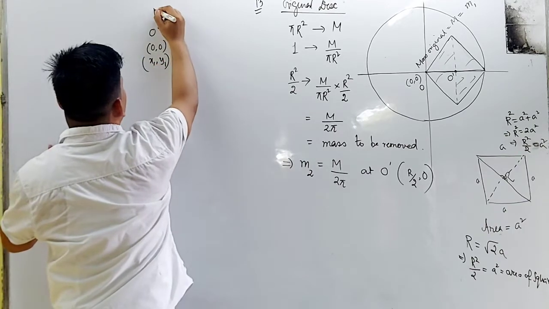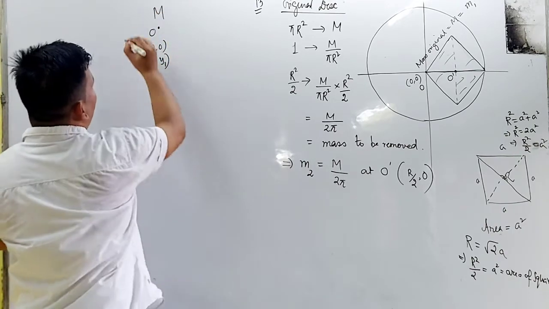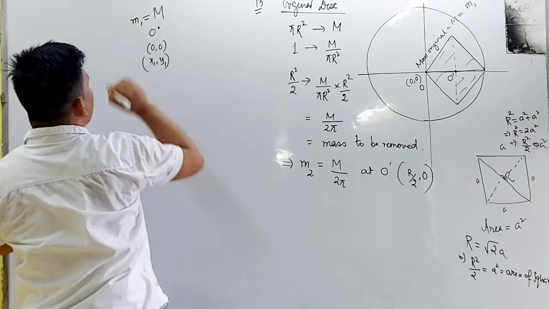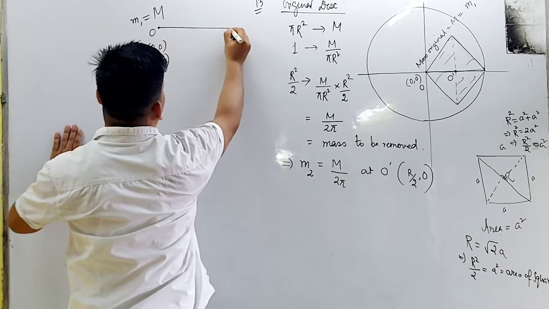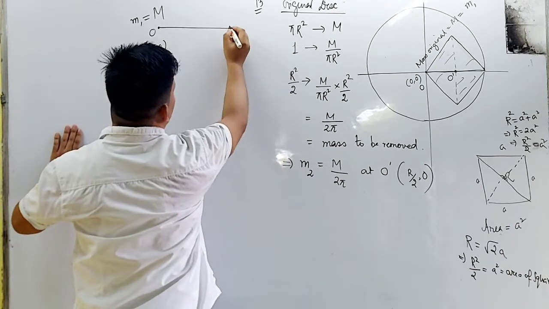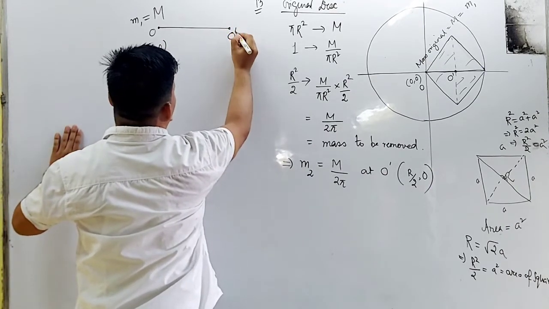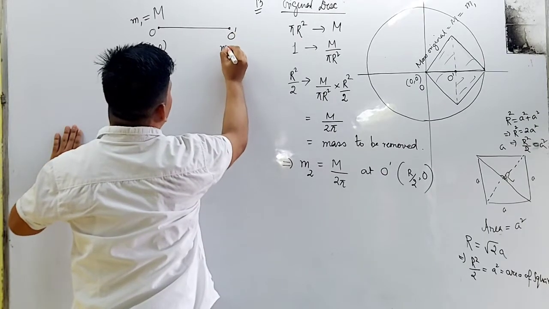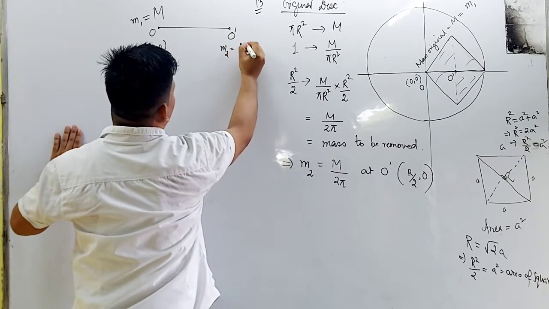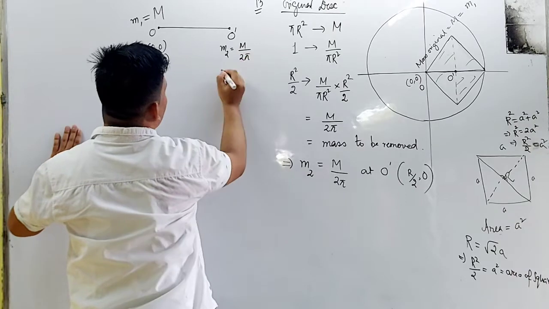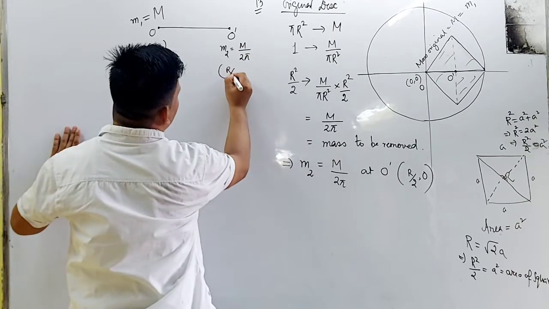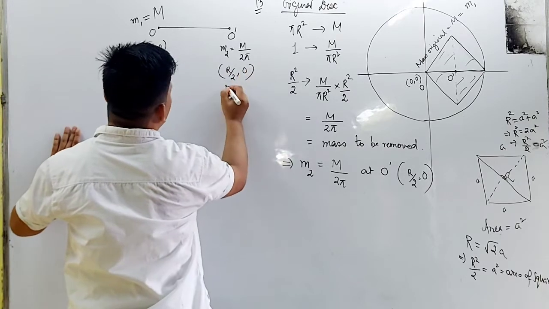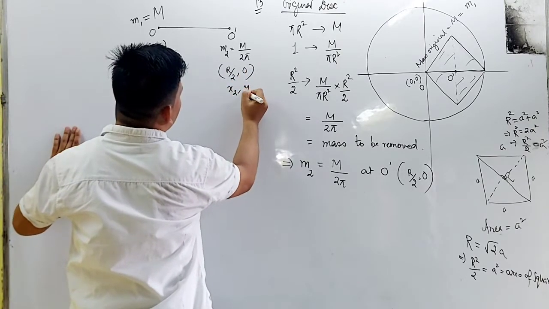What is the total mass? Total mass is m, and we have considered this equivalent to m1. Next, what is the second mass? The second mass is located at O dash, and the mass m2 is equal to m divided by 2 pi. The coordinate is at r by 2, comma 0. So this will be your x2, y2.